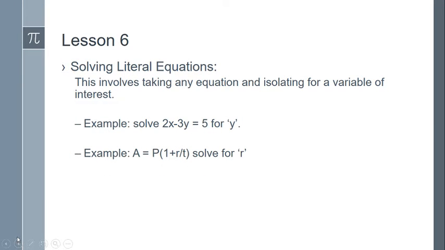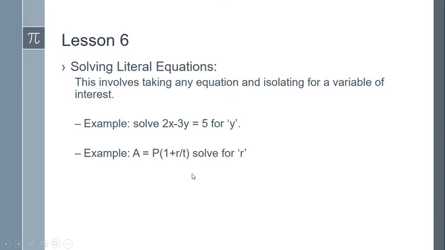What that means is when we have an expression or an equation, we can solve it for any variable we like by rearranging it using inverse operations. For example, if we have the equation 2x minus 3y equals 5, I can solve this equation for y. If I have the interest formula A equals P times the quantity 1 plus R divided by T, if I really wanted to, I could solve for R. In fact, I can solve for any variable I want.